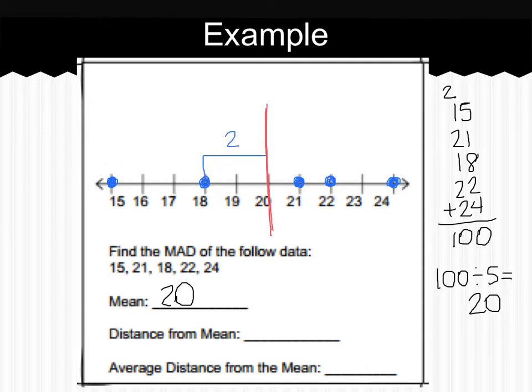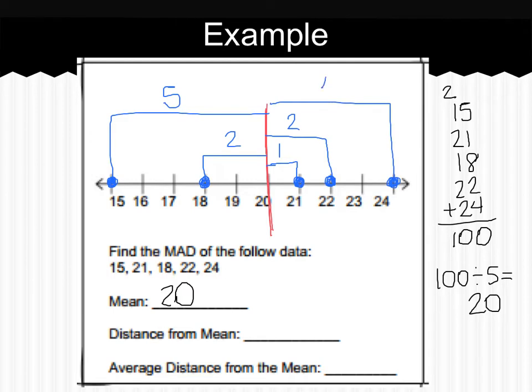is 2 spaces or 2 values away from 20. 15 is 5 away from 20. Its distance is 5 numbers away from 20. On the other side, 21 is 1 value away from 20. 22 is 2 values away from 20. And 24 is 4 values away from 20. I'll give you a minute to draw that.